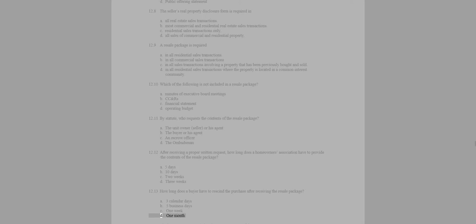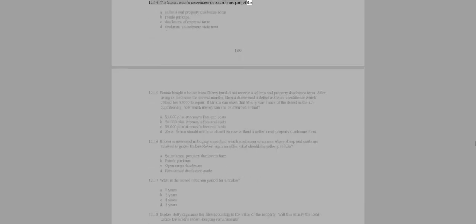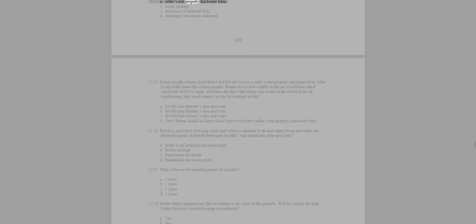D. 1 month. 12.14 The homeowners association documents are part of the A. seller's real property disclosure form. B. resale package. C. disclosure of material facts. D. declarant's disclosure statement.